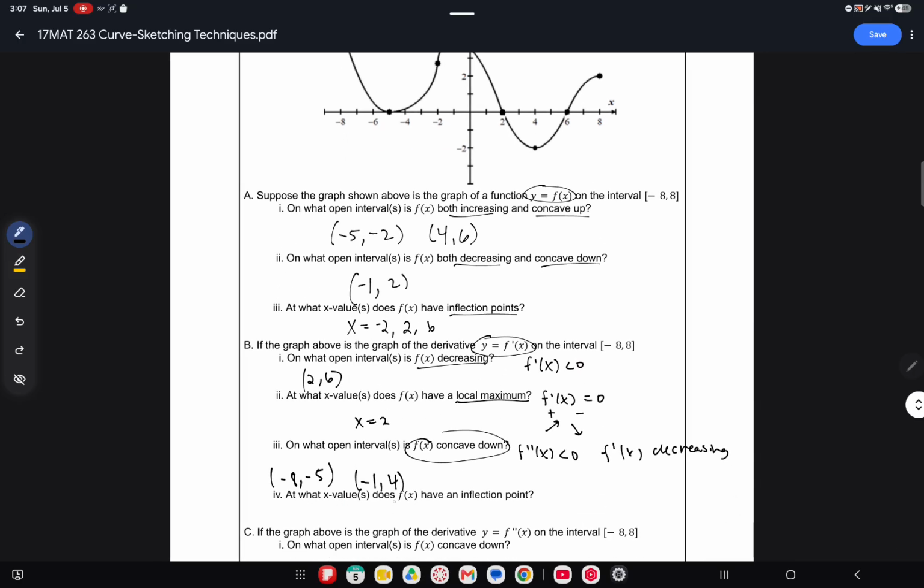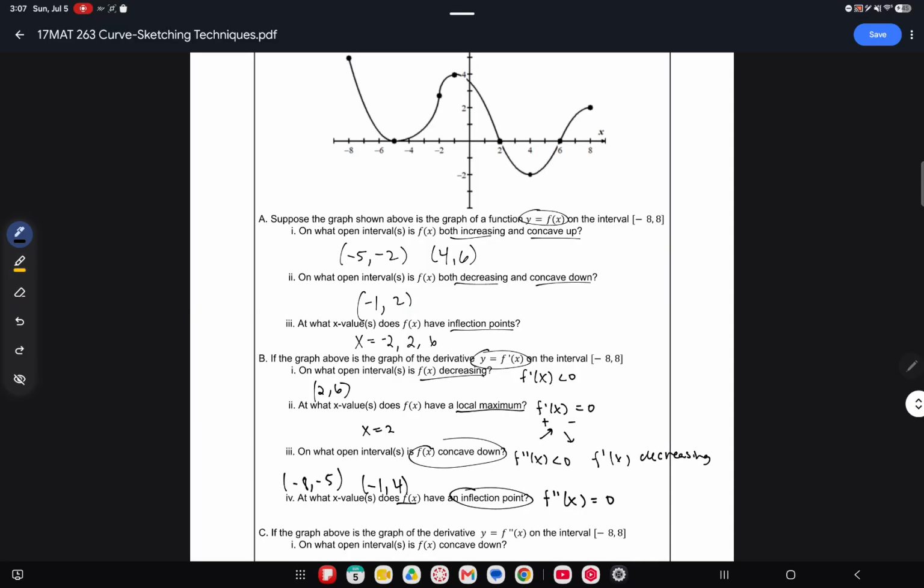All right, at what x values does the original have an inflection point? We'd want to look at when the second derivative is equal to 0, which in this case we have the first derivative, right? So where would the slopes be 0? We're looking at here, here, and here. So that would be x equals -5, -1, and 4, right?